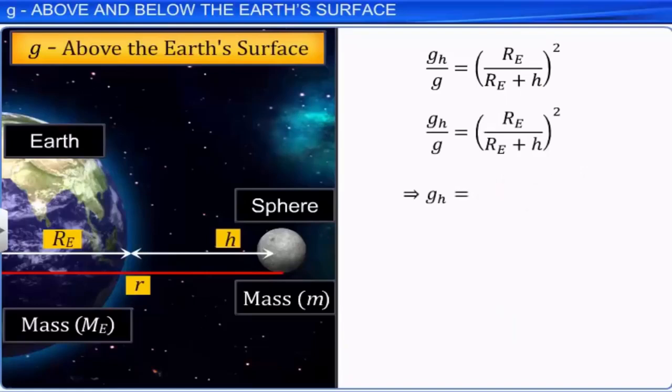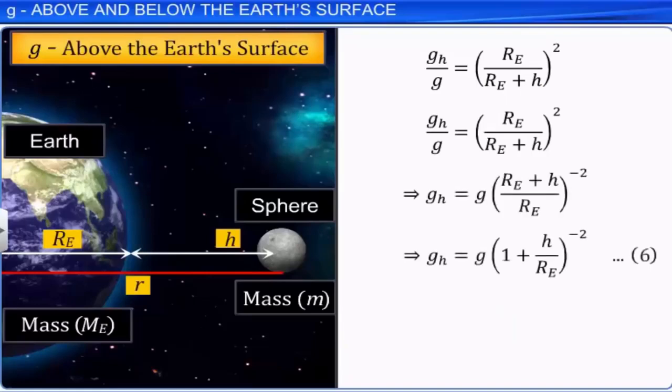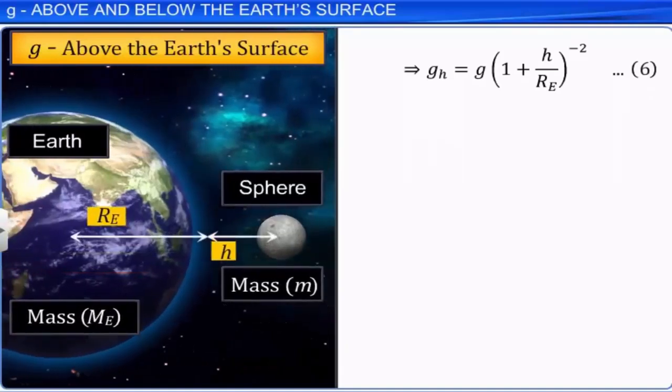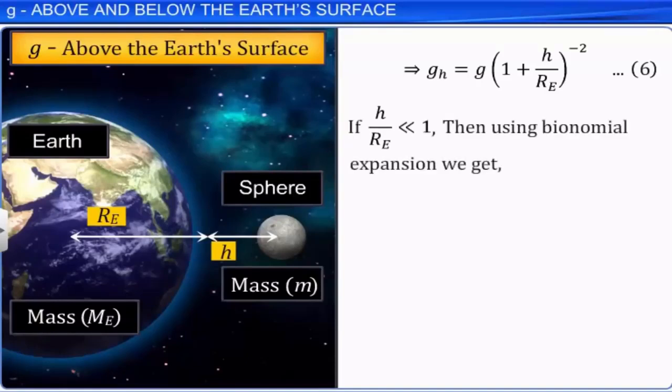If the height of the body is much less than the radius of the Earth, then the ratio of h to Re is much less than 1. Then, using the binomial expansion of the term in the parentheses, we arrive at the expression as equation 7. Gh equal to g into (1 minus 2h by Re).